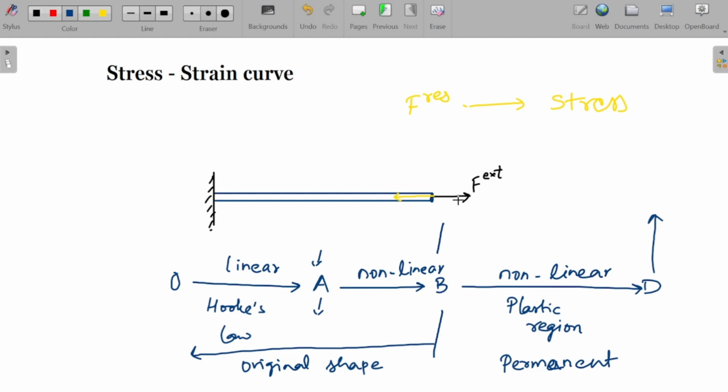There will be some change in shape, and that amount we can call permanent shape in the material. And further, beyond this point D, even if we reduce this stress correspondingly, there will be an increase in strain, and at point E, this material breaks. So we call this point the fracture point.